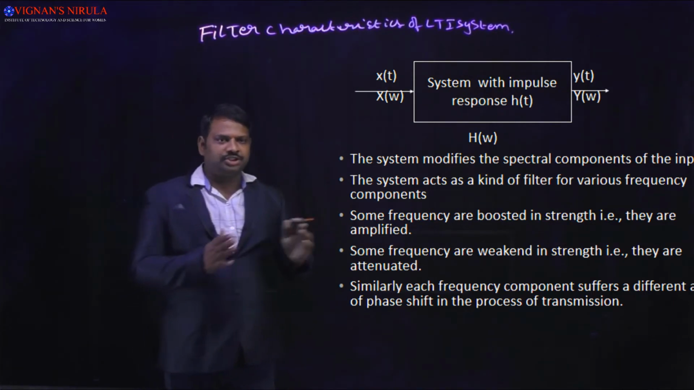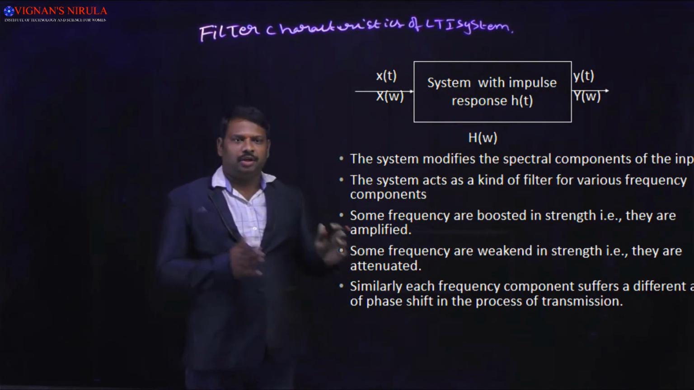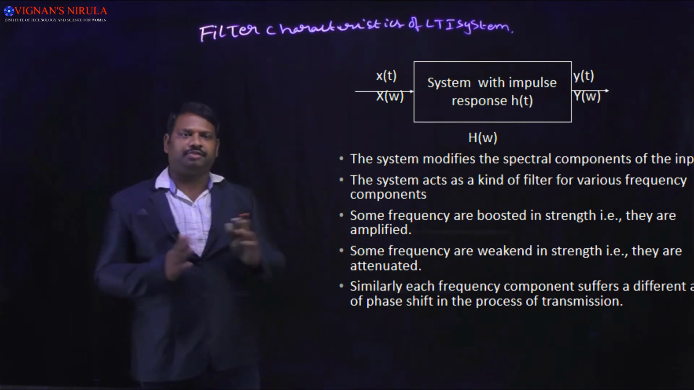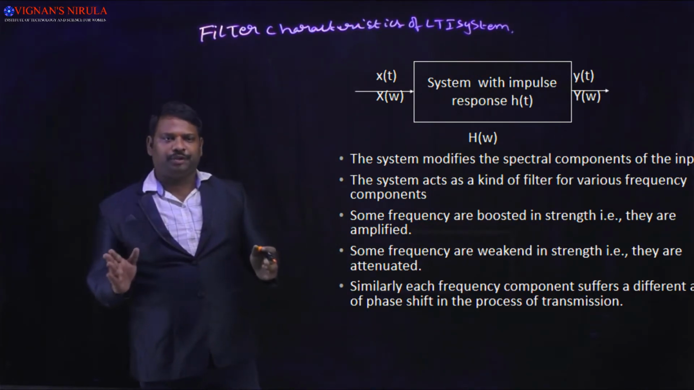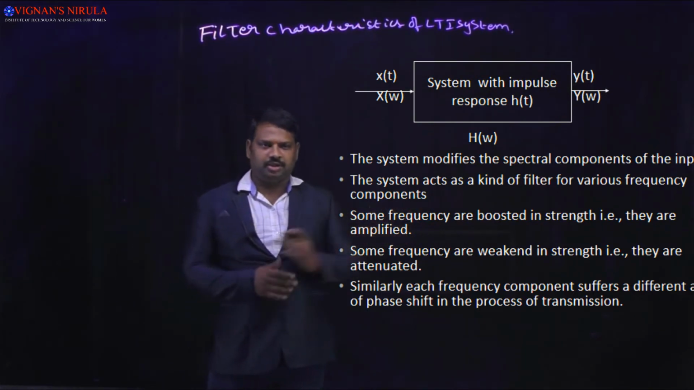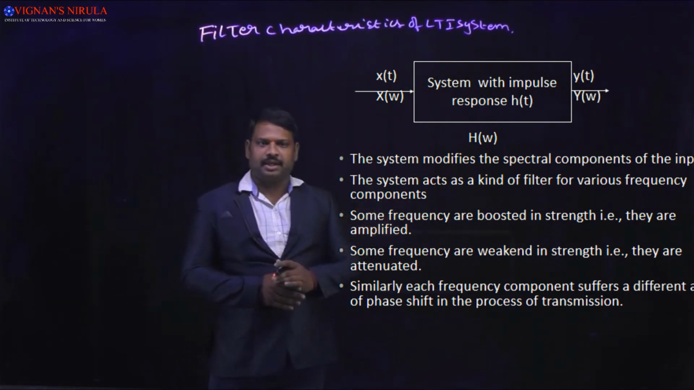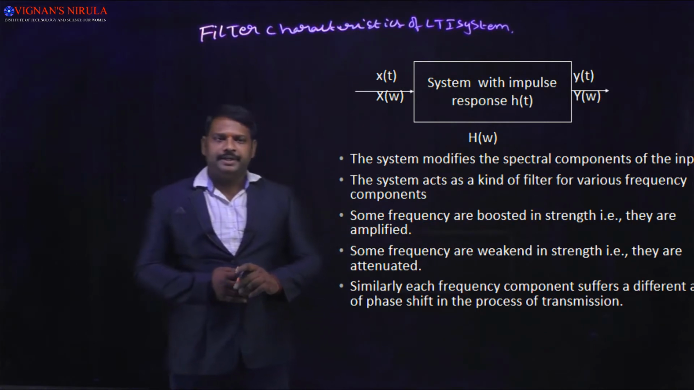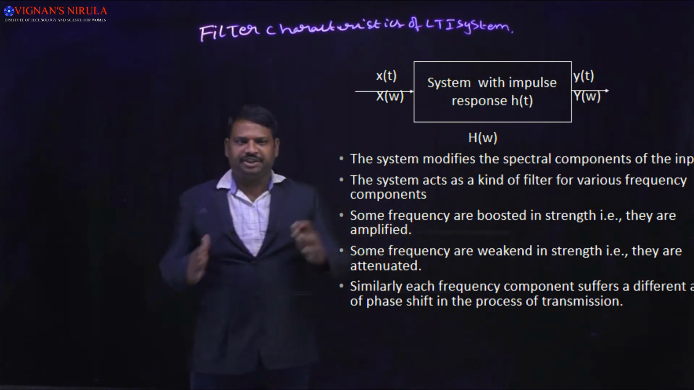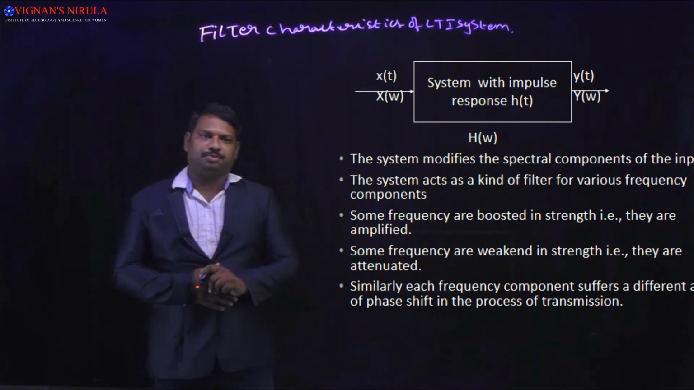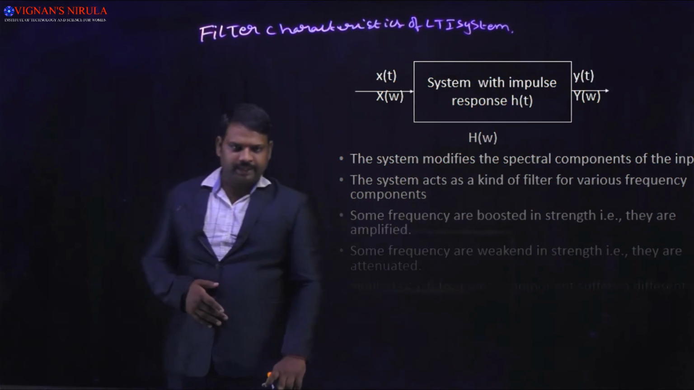For the low frequencies, some action will be taken. For high frequencies, it will take some action. For a band of frequencies, it will take some action. Therefore, some frequencies are boosted in strength, that means they are amplified, and some frequencies are weakened in strength, that means they are attenuated. Similarly, each frequency component suffers a different phase shift in the process of transmission. That is how the process of transmission takes place.